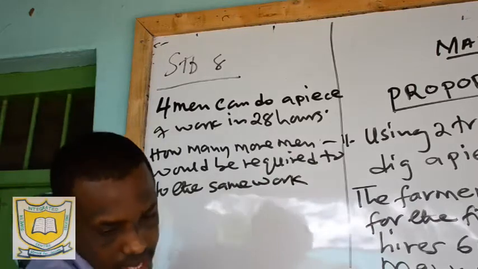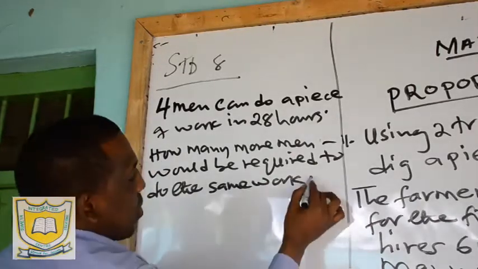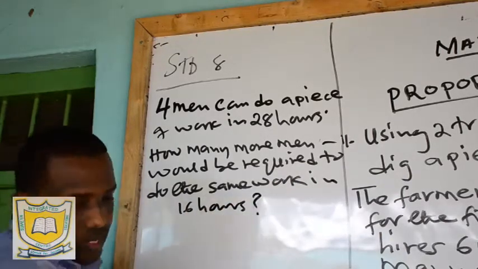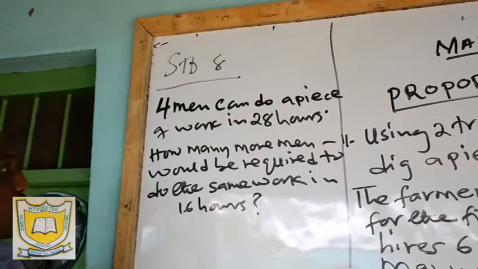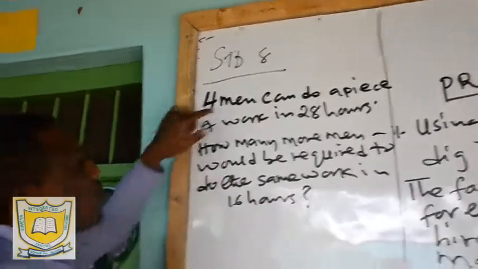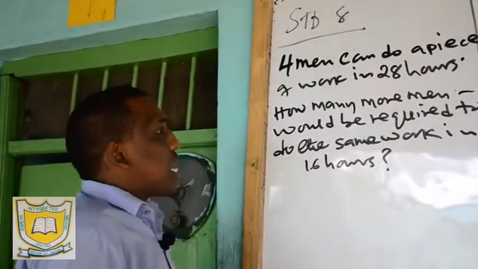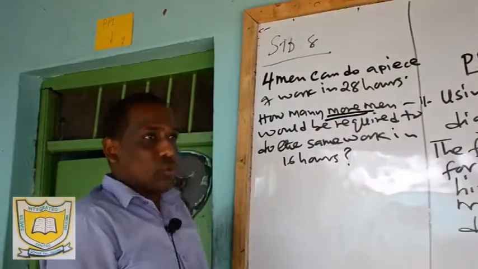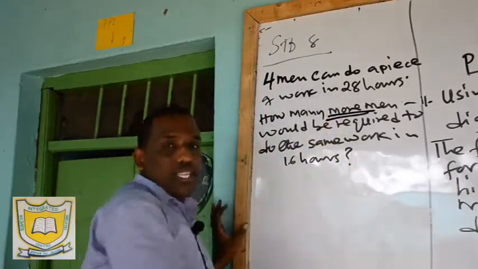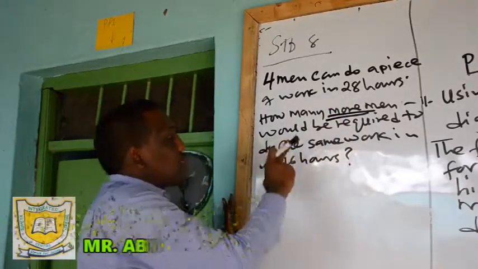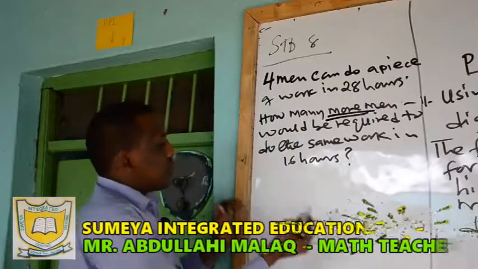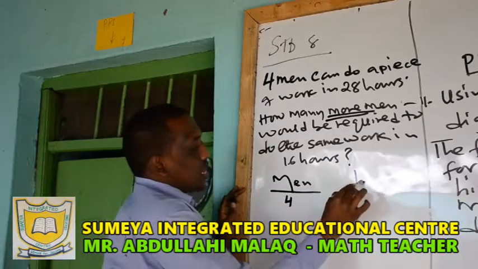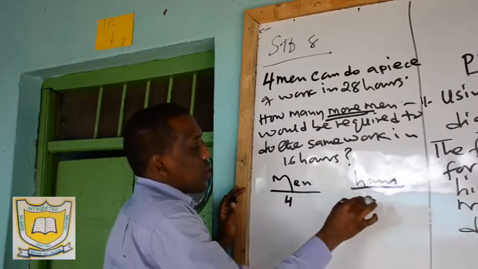To do the same work in 16 hours. This is also very common in examination. 4 men can do a piece of work in 24 hours. How many more? You underline this keyword. That's the keyword, first thing, because learners do forget this word, the more. It's very important, or less. So you are told 4 men, we write men. 4 men can do a work in 28 hours.